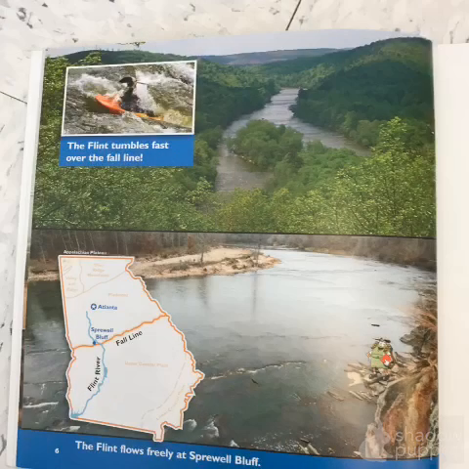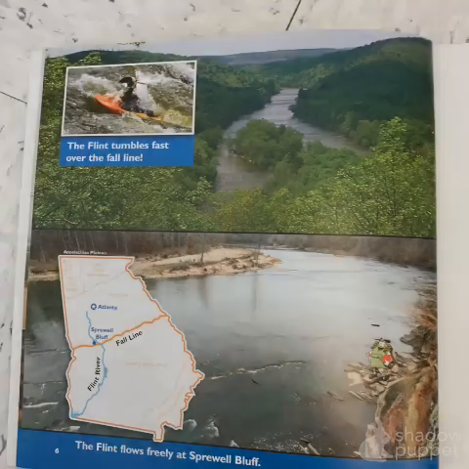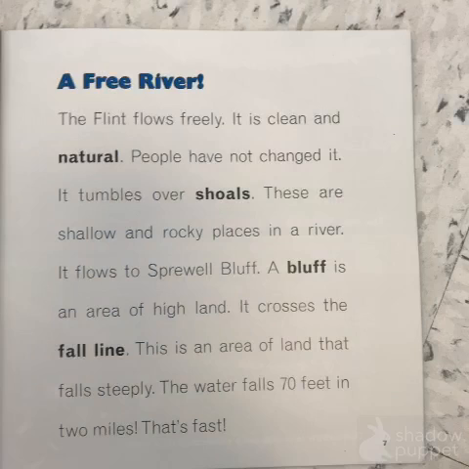The Flint tumbles fast over the fall line. A free river. The Flint flows freely. It is clean and natural. People have not changed it. It tumbles over shoals. There are shallow and rocky places in a river. It flows to Spreewell Bluff. A bluff is an area of high land.